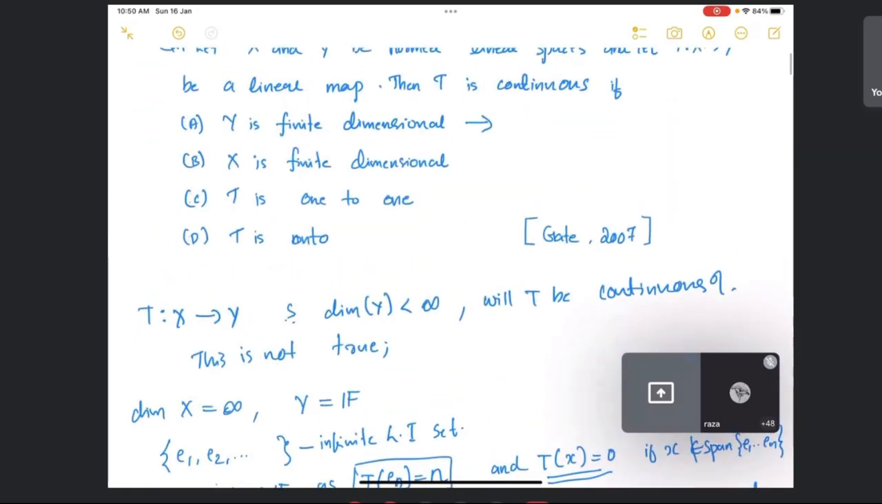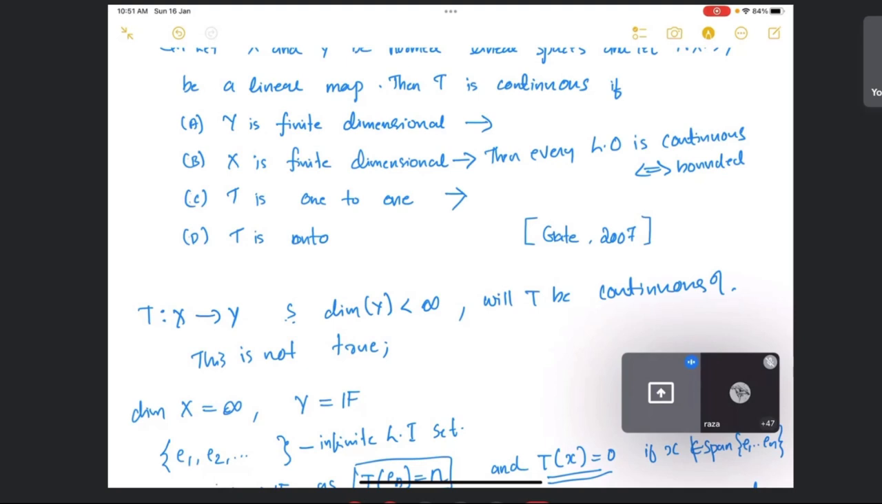Now the second option, if X is finite dimensional, I think we have already discussed this. I have given it as a theorem that if the dimension of the domain is finite, then this is true: if X is finite dimensional, then every linear operator is continuous. And I have already mentioned that continuity and boundedness are equivalent, and it's bounded.